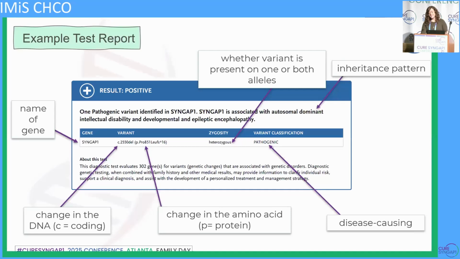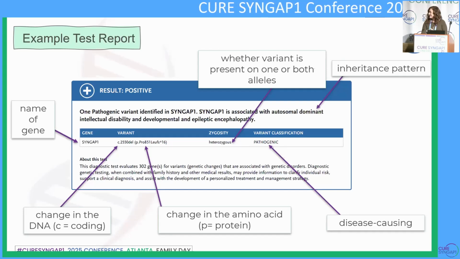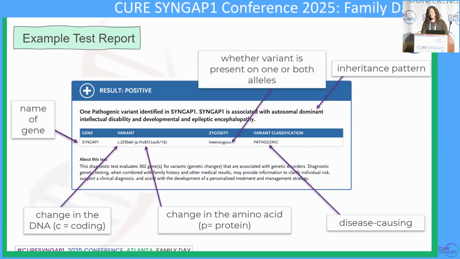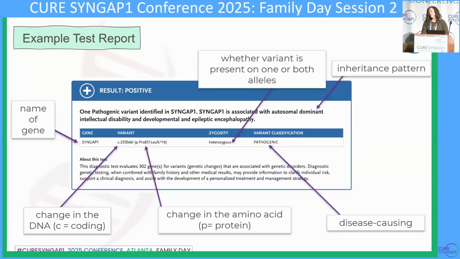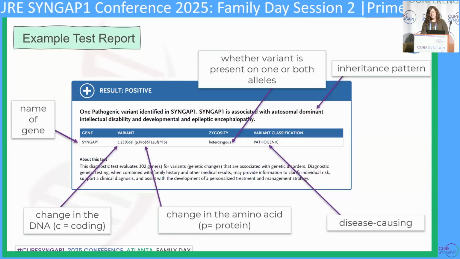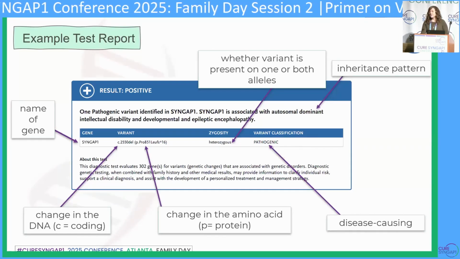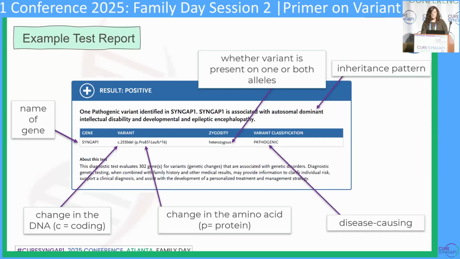This is just an example test report to walk through really quickly. You are all very familiar with the name of the gene that we're talking about today. You'll also see, again, those letters and numbers that are explaining exactly where the change is in the DNA code. The C stands for coding, and then the change that results in the protein. So the P stands for protein. All of that alphabet soup, as we often call it, is actually just explaining the address of where that change lives within the gene and within the protein.